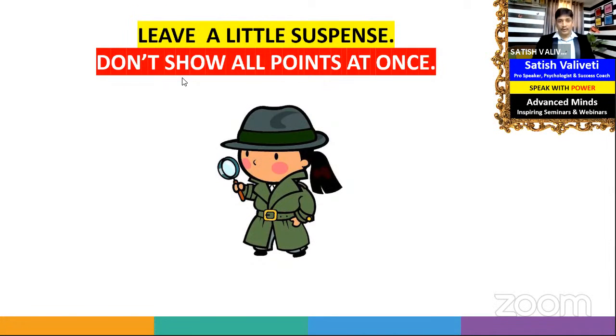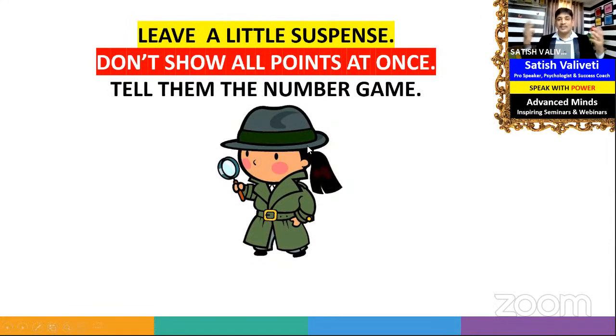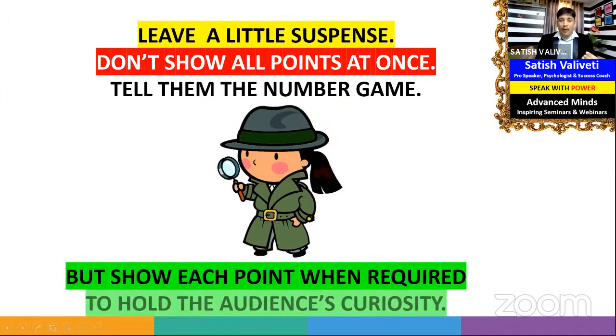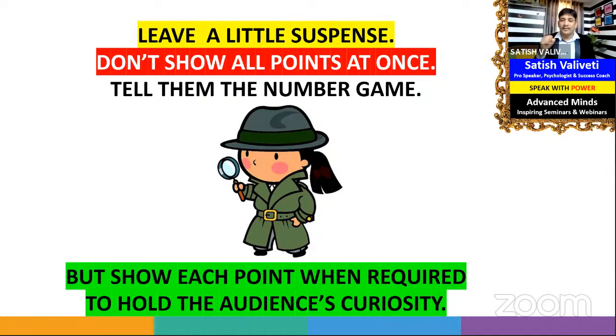I'll tell the number game. For example, I say today I'll teach you three simple methods. So I'll tell the number game. But when I reveal it to them, I reveal it one point at a time. Show each point when required to hold the audience's curiosity.